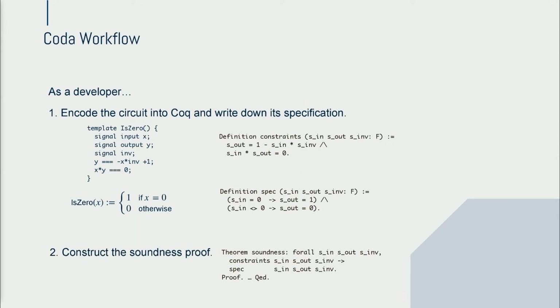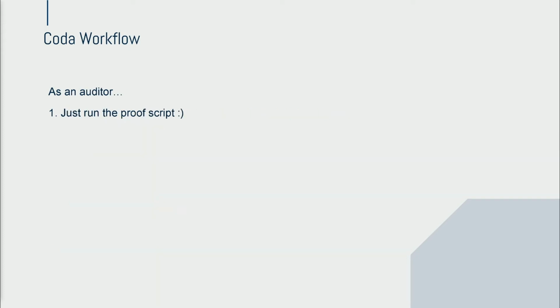So let me just recap the Coda workflow. If you have a piece of circuit that you want to make sure is correct, as a developer, you first encode your circuit into Coq and write down the specification, and then you construct a program that proves the soundness of the circuit. But suppose you just want to make sure that some circuit developed by others is correct. As an auditor, all you need to do is run the proof script and make sure that Coq doesn't complain. So you don't need to read the informal proof and try to understand it. All you need to do is run a simple program. So this gives us a very simple way to obtain the highest assurance about the correctness of the circuit.